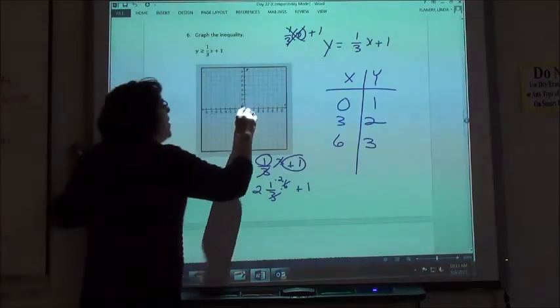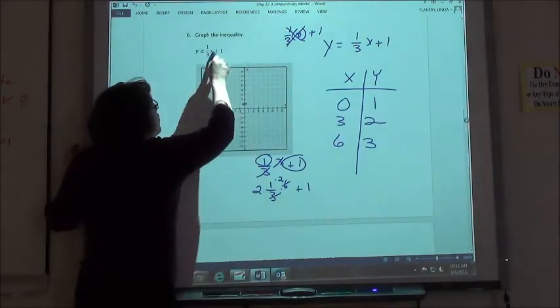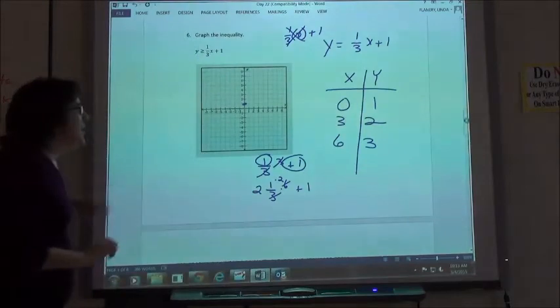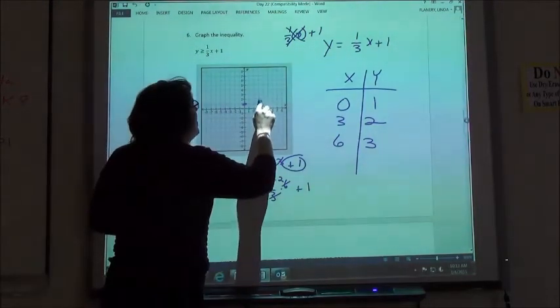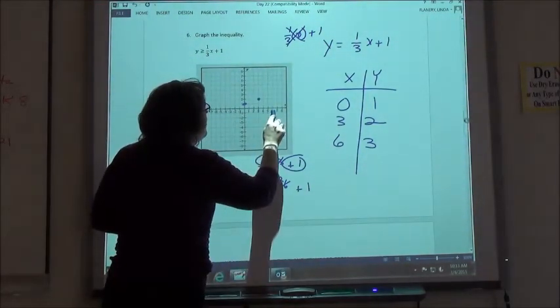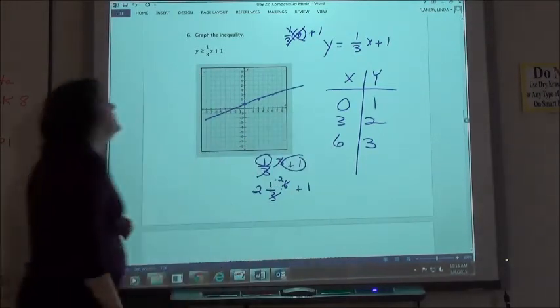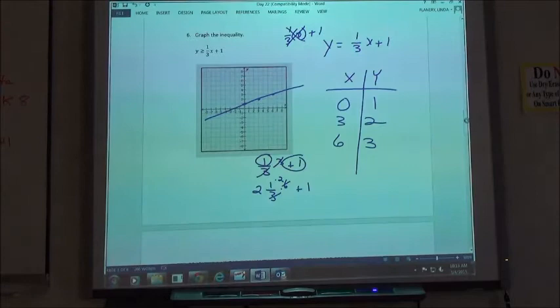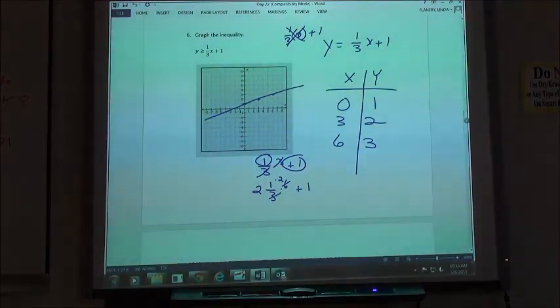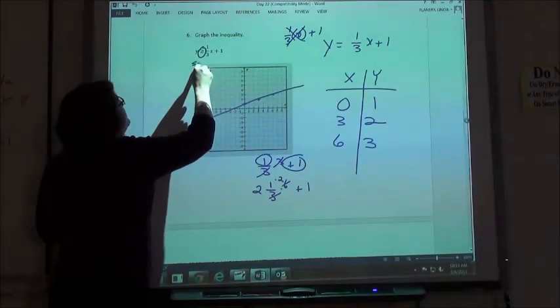So 0 over up 1, just double checking, 1 is our y-intercept. Yes, it is. 3 over up 2, and 6 over up 3. And I draw my line. Should my line be solid or dashed? Solid. It does have the equal to underneath, so this one we leave solid.